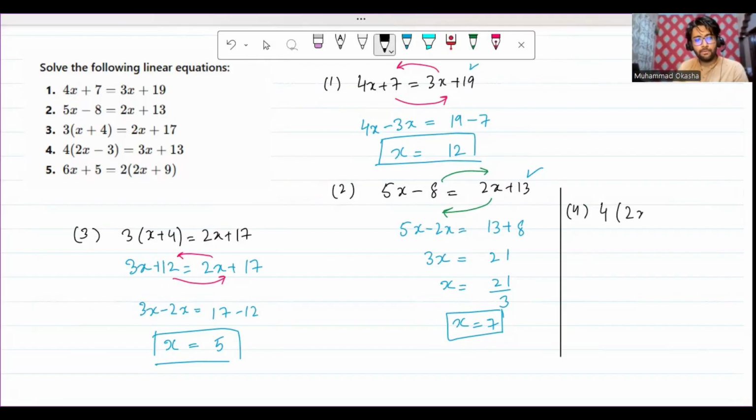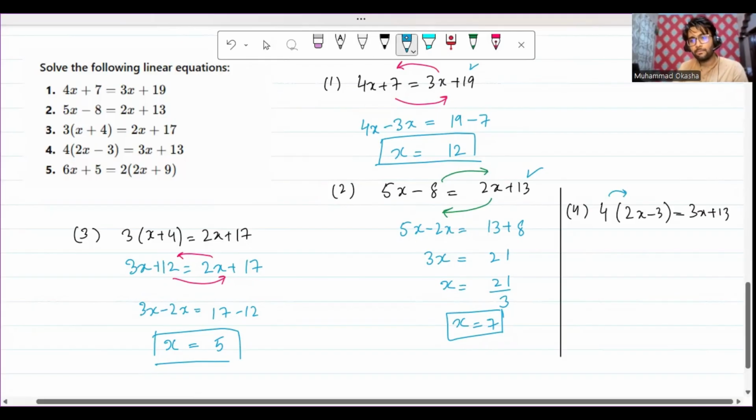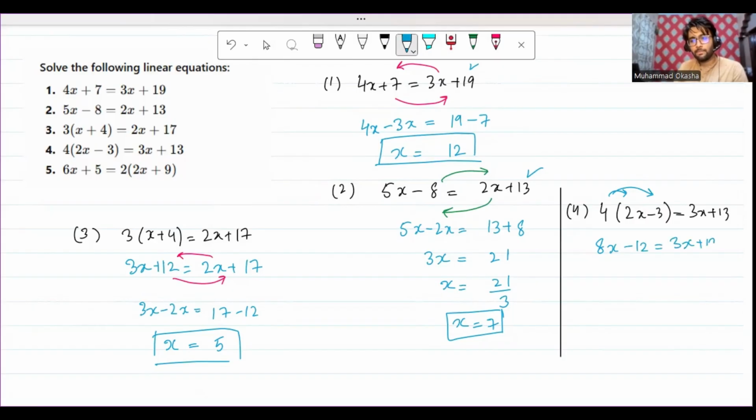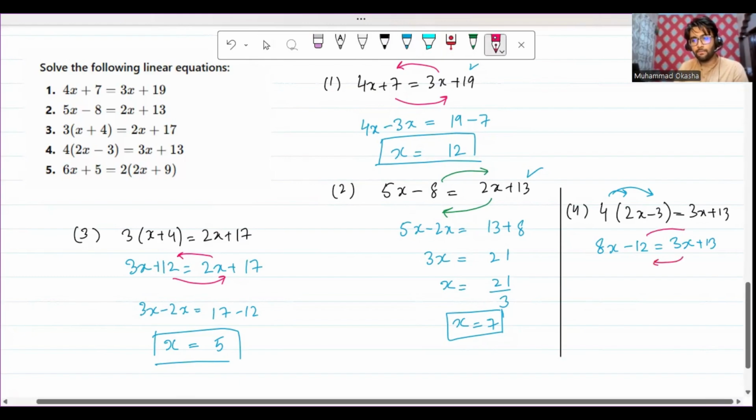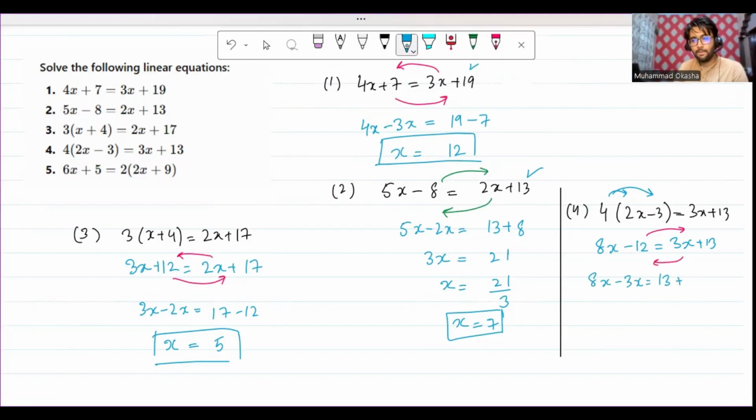4 times 2x minus 3 equals 3x plus 13. Let's see. 4 times 2 would be 8x. 4 times 3 would be negative 12 equals 3x plus 13. Now send 3x over to this side, 12 over to the other side, and that's going to get me 8x minus 3x equals 13 plus 12.